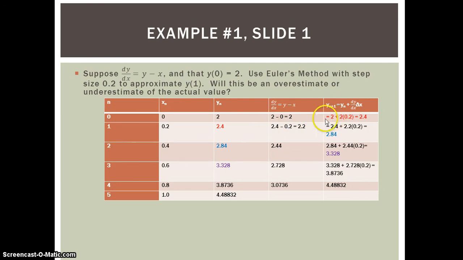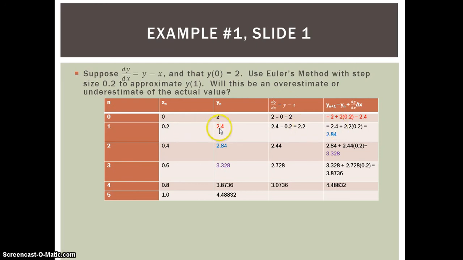And so our next guess will be our y sub 0, which is 2, plus 2, our derivative, times our change in x. Our step size is our delta x, which in this case is 0.2. So our new guess is 2 plus 2 times 0.2, which is 2.4. I've put that in red because that becomes our new y sub n, our y sub 1 in this case. Since we're going up by 0.2 each time, our new x sub n is 0.2. Our new guess is 2.4. We use our formula for our derivative, and we get 2.2.